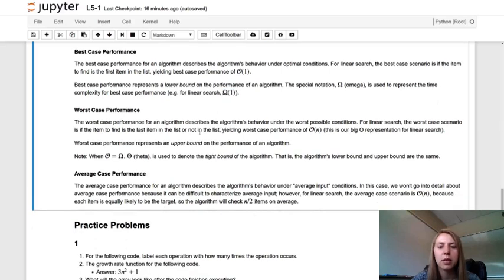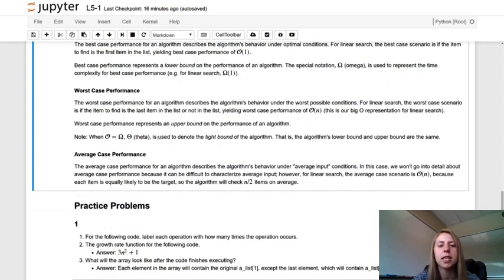The worst case performance describes the algorithm behavior under the worst possible conditions. For linear search, the worst case scenario is if the item to find is the last item in the list or not in the list. So we would have big O of n. Worst case performance represents an upper bound on the performance of an algorithm.